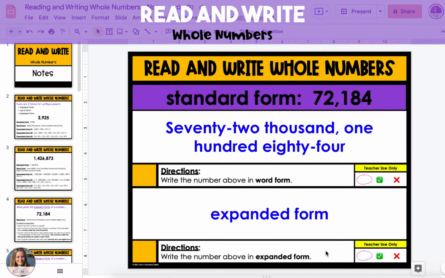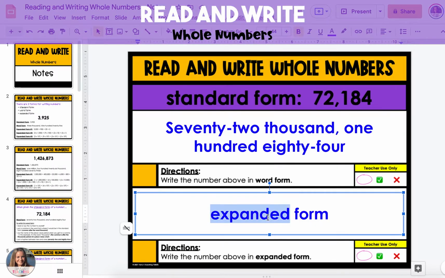To do this, we're going to separate each digit by its place value. To represent each number in expanded form, we're going to take the digit of the number. So for example, the first digit is a 7, and the 7 is in the 10,000s place. So we're going to write 7 times 10,000. I group each of these with parentheses, but you don't have to do that.